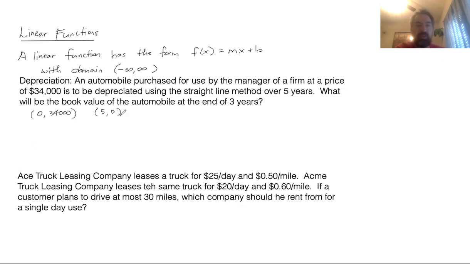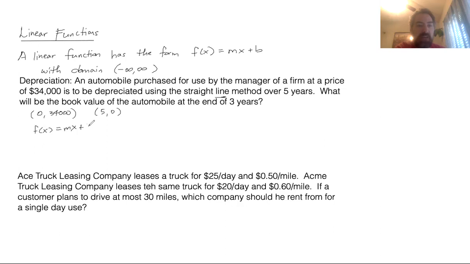And so what's the book value of the automobile at the end of 3 years? So if we find a function, then we can simply plug that 3 into the function to find the book value. So we're trying to find this function. Since we know it's a linear function, it follows a straight line model, then we can use this f of x equals mx plus b.